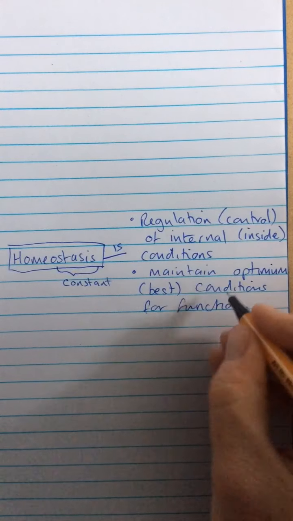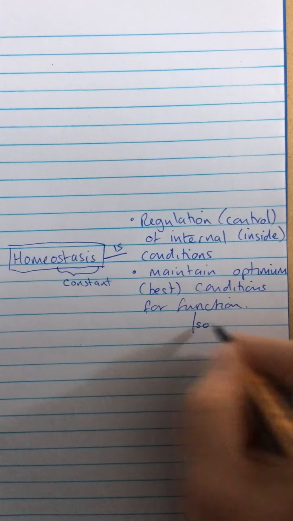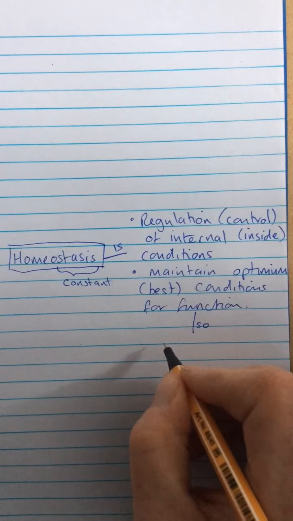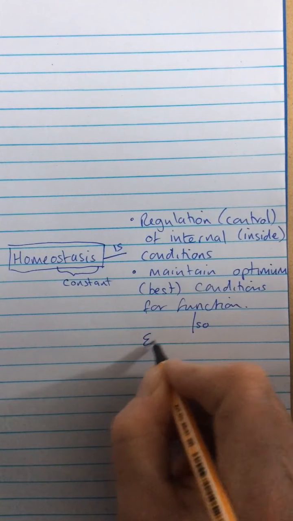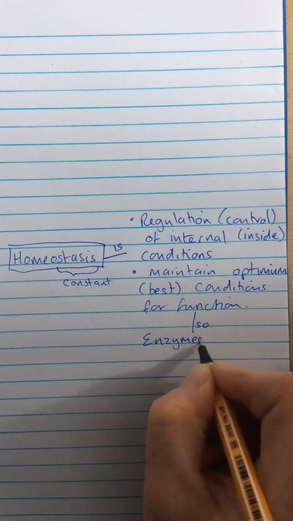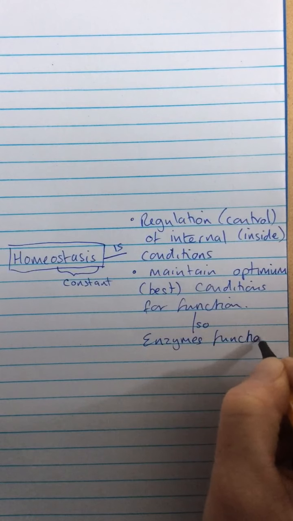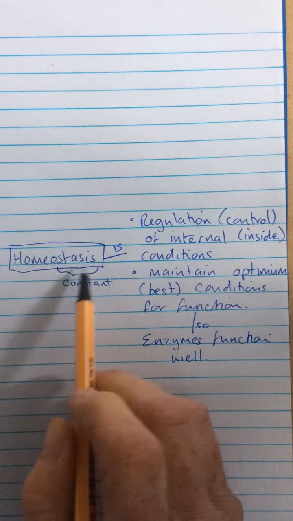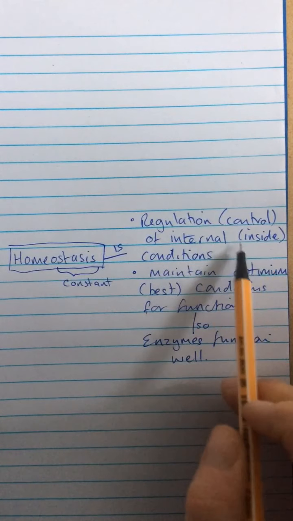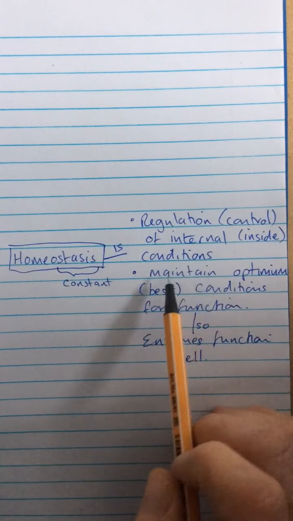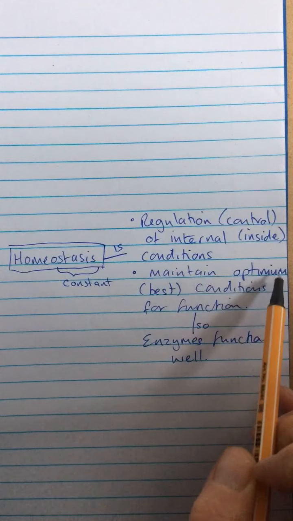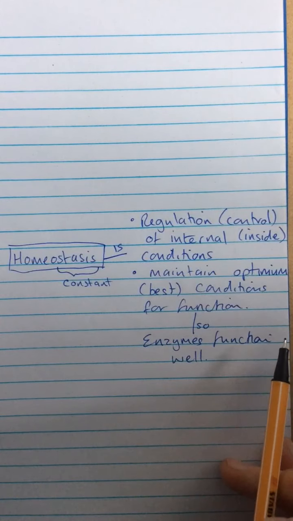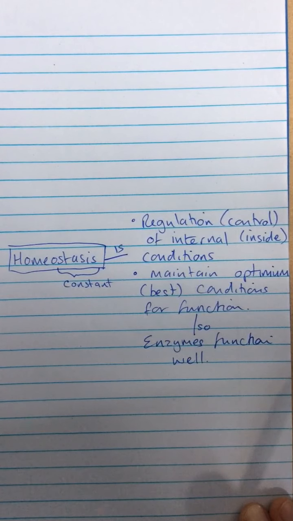The reason this is really, really important, so why? Because enzymes need these optimum conditions. So enzymes function well. Okay, so homeostasis, maintaining constant internal conditions so that we've got them at their optimum level so that your enzymes will function correctly. And if we don't do that, you're stuffed.